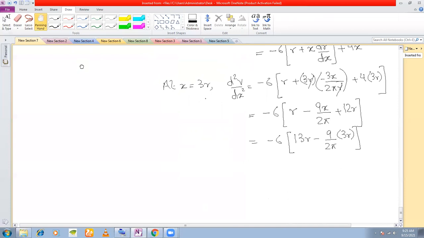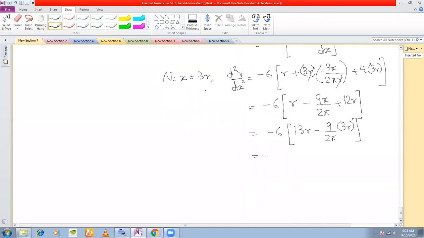Right? Minus 6, 13R minus 18R by 2 pi. 27, not 18. Right? Now what is 13R minus 27R by pi?